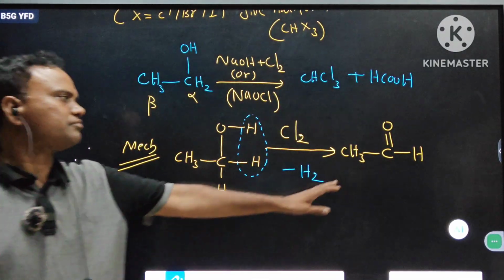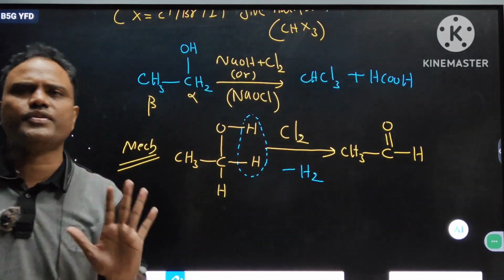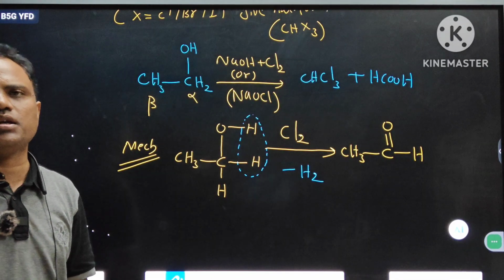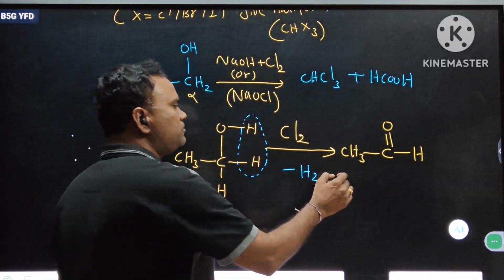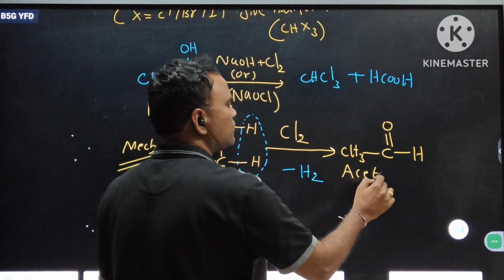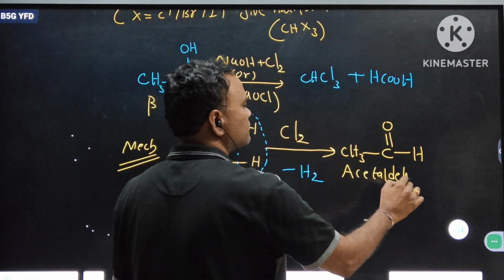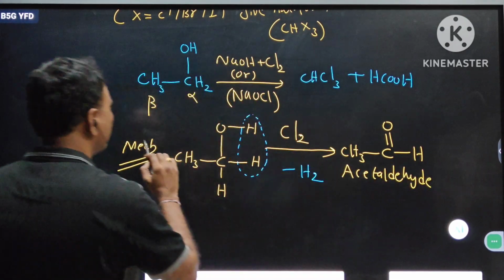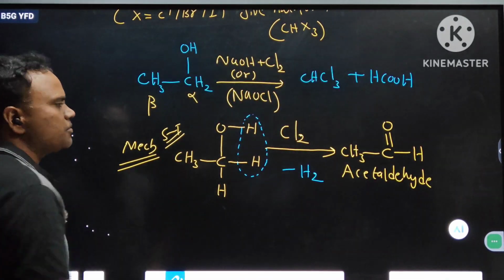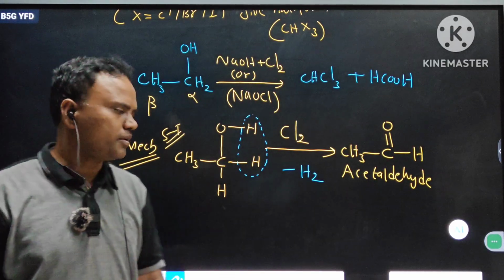Okay. So acetaldehyde is produced first. Basically, acetaldehyde is produced. Acetaldehyde. Okay, this is step 1 of the mechanism. Step 1. Okay, right.